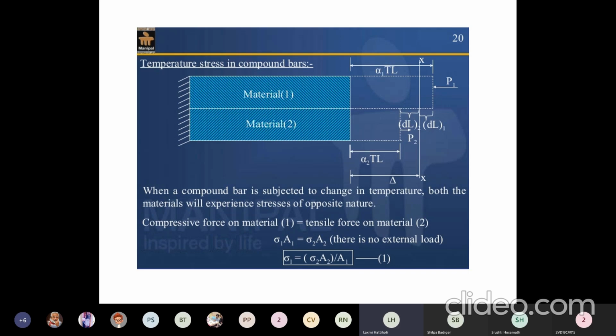Now I should bring this alpha 2 TL to XX. What should I do now? I want to bring this with a tensile force, very correct. So when I apply tensile force, the material extends and again gets back to XX, correct? So I have applied P1 compressive force for material 1 and P2 tensile force for material 2. By doing so, both the materials are in the imaginary line XX now.